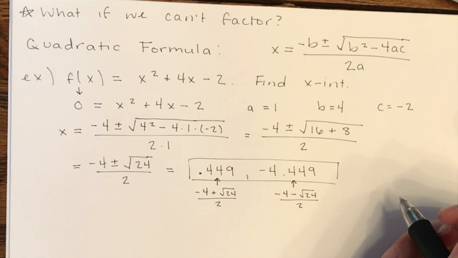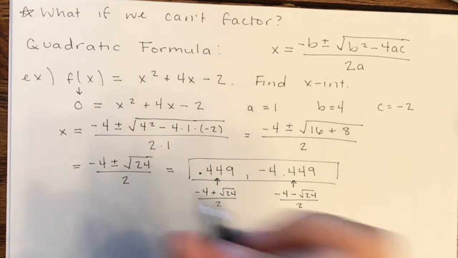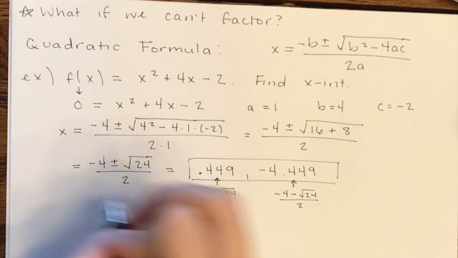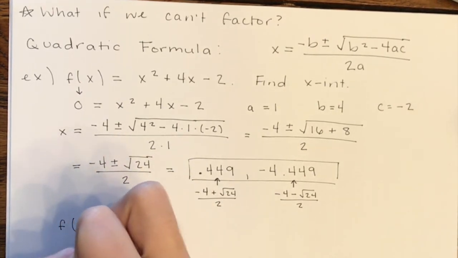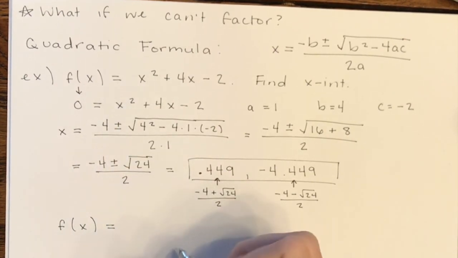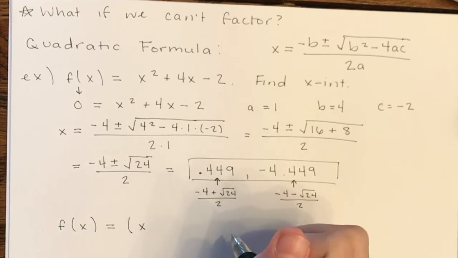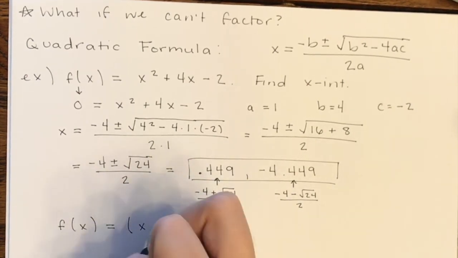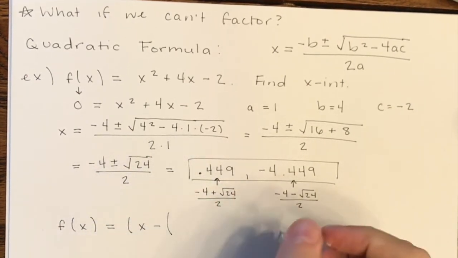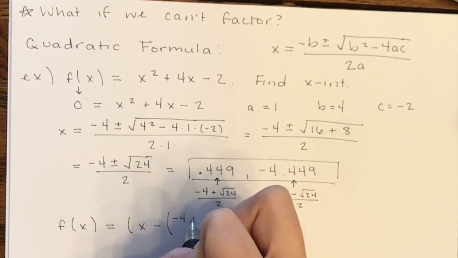Now, if I wanted to write this function in root form, I would write it like this. So we have f of x. Our leading coefficient is 1, so we don't have that guy. I'm going to write it in exact form. It's pretty ugly, but exact form would look like this.